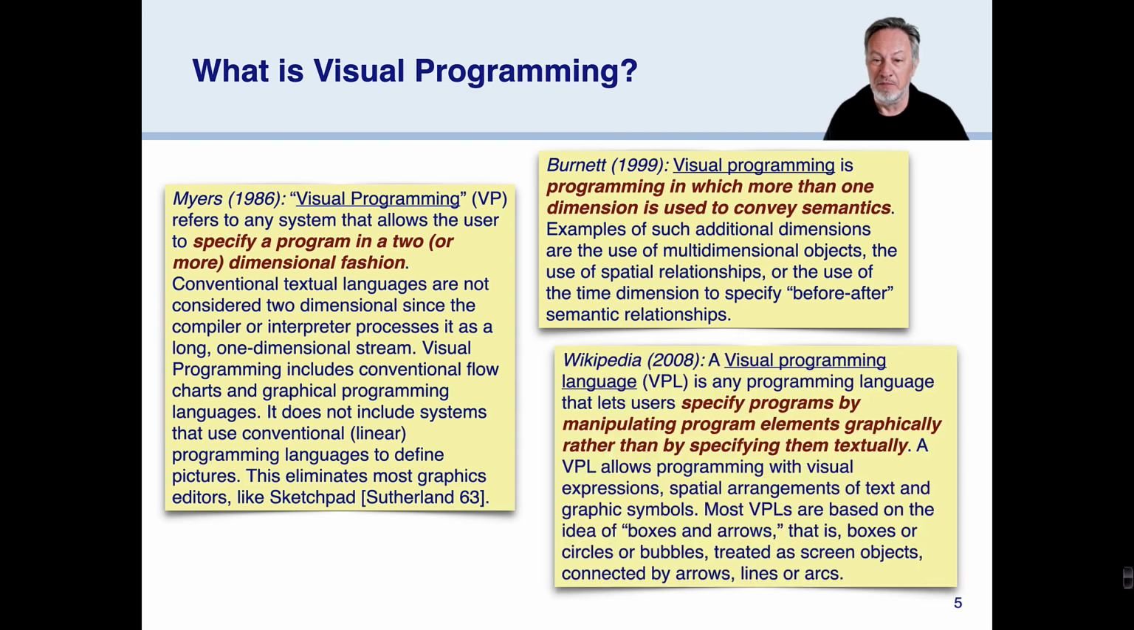Also, not very deep. And Wikipedia goes a little bit further. This is a definition from 2008 that visual programming is any language that lets users specify programs by manipulating program elements graphically rather than specifying them textually. So this goes a little bit further in the sense that it talks not just about the graphical display, but also the interaction, so the act of manipulating program elements. Nevertheless, this doesn't give us a deep insight into what different kinds of visual programming paradigms there are.